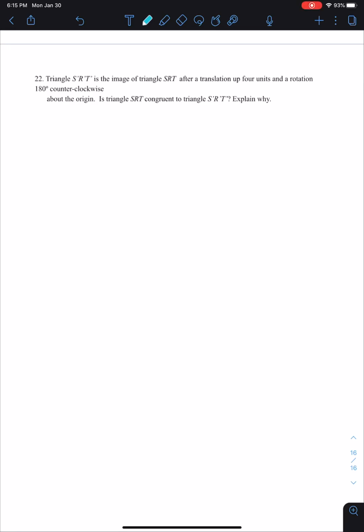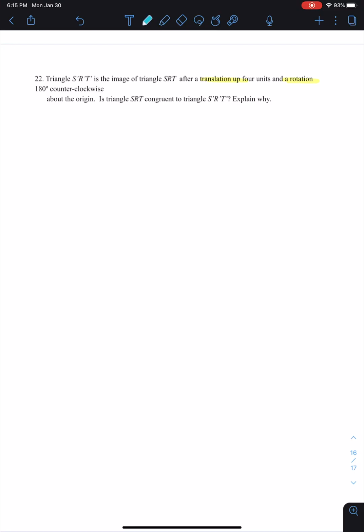Triangle S prime R prime T prime is the image of triangle SRT after a translation up of 4 units and a rotation of 180 degrees clockwise about the origin. Is triangle SRT congruent to triangle S prime R prime T prime?